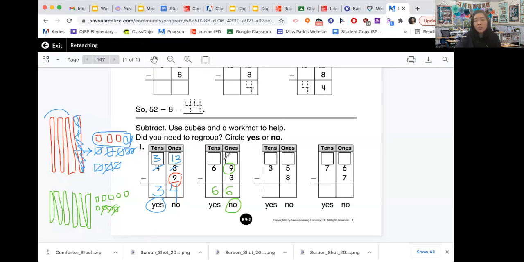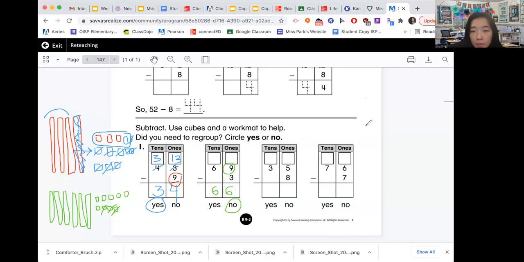66. Did we use these boxes up here? No. So did we need to regroup? No. Very good. All right, next question. 35 minus 8. How many tens do we have in the number 35?